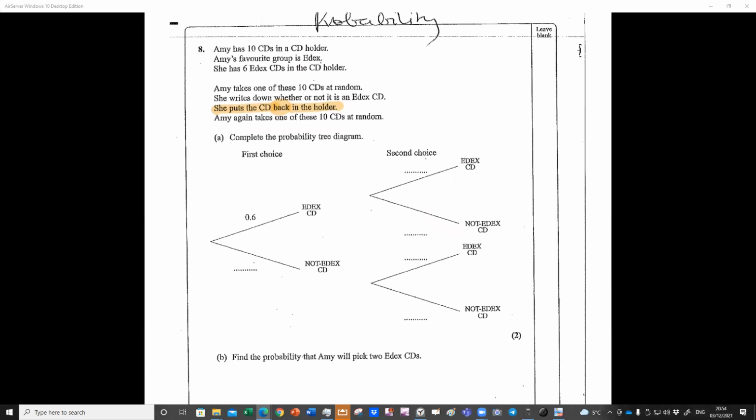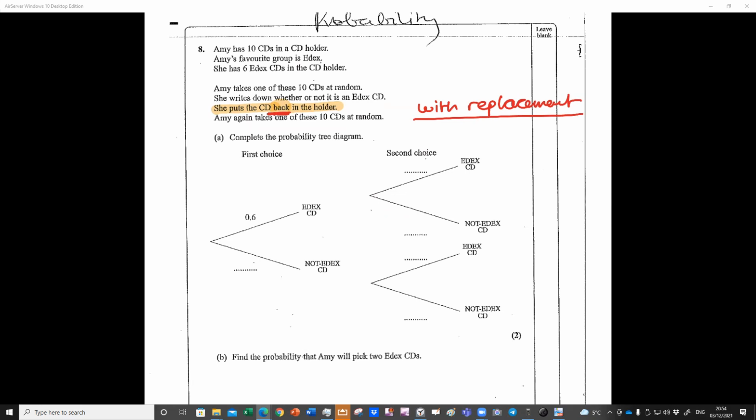Now, which is the critical word in this particular question? One very critical word. Back. She puts the CD back. So what's that called in probability language? With replacement. When you put the thing back in, what happens to probability the next time you do it? It stays the same. That's the point they're trying to make.